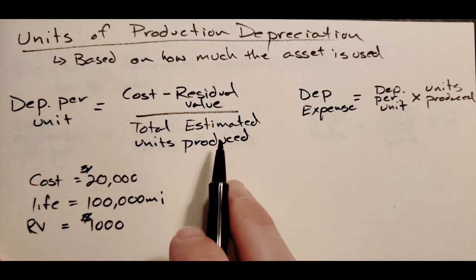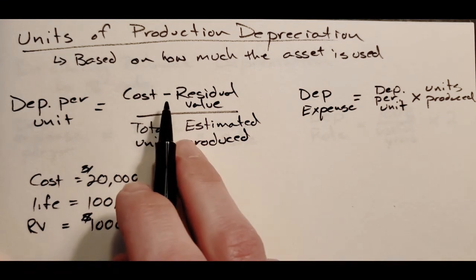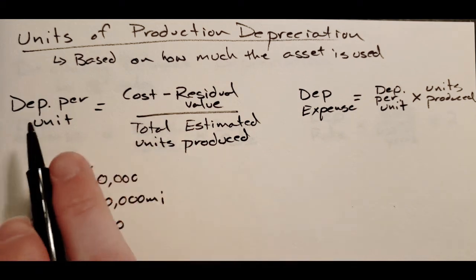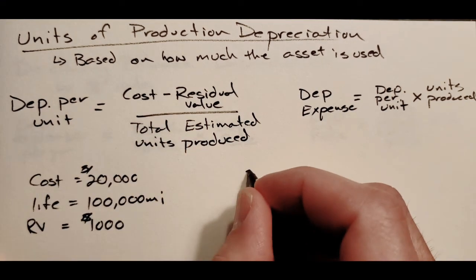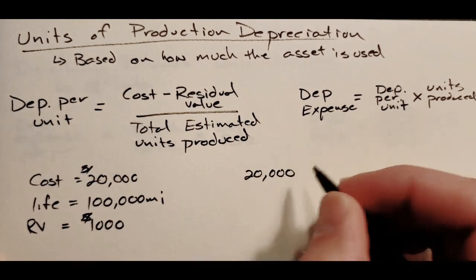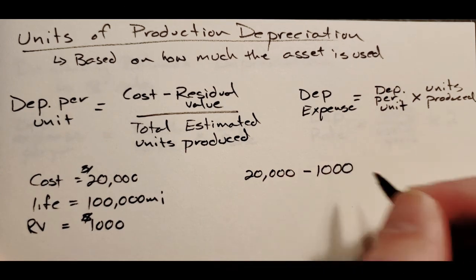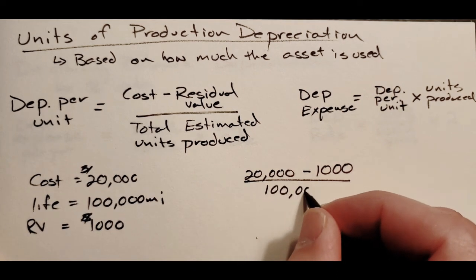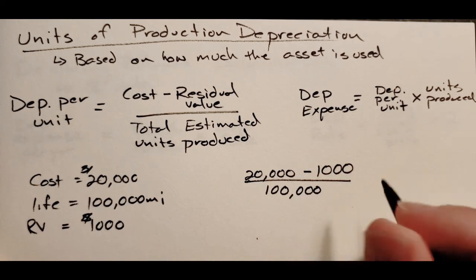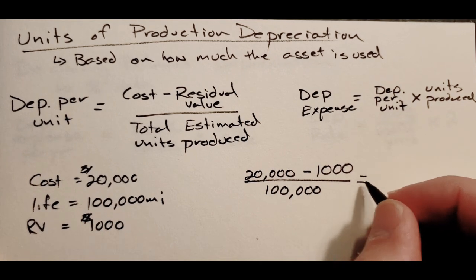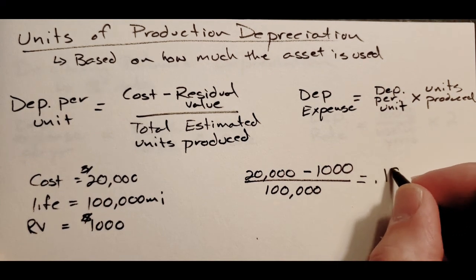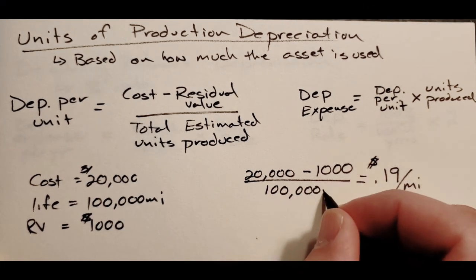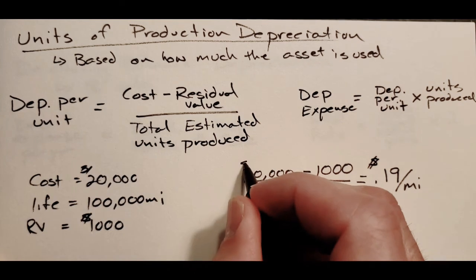All right, so now if we look at these two equations, first of all, let's figure out this depreciation per unit. So we're going to take our cost, 20,000. We're going to subtract our residual value, 1,000. And we're going to divide that by 100,000 units, or 100,000 miles. Now when we do that, we get 0.19, or 19 cents per mile, because we have miles on the bottom and this is dollars on top.